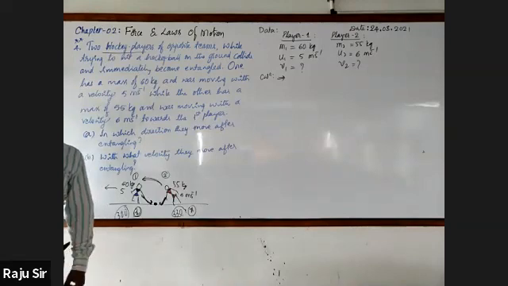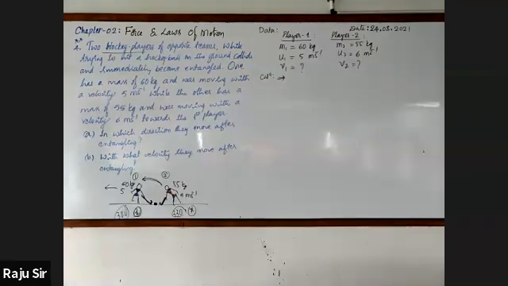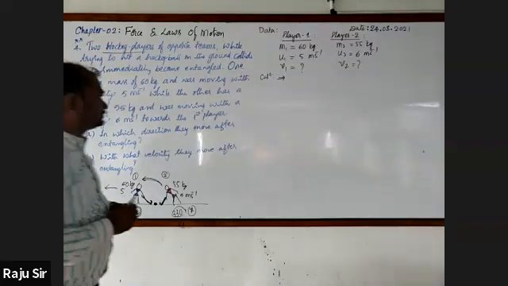V1 is equal to V2 is equal to X. Before that, we have two players who collide. By the law of conservation of momentum, when they come together, momentum is equal.